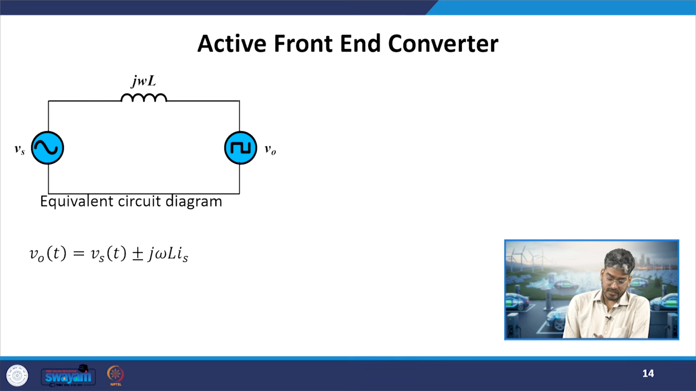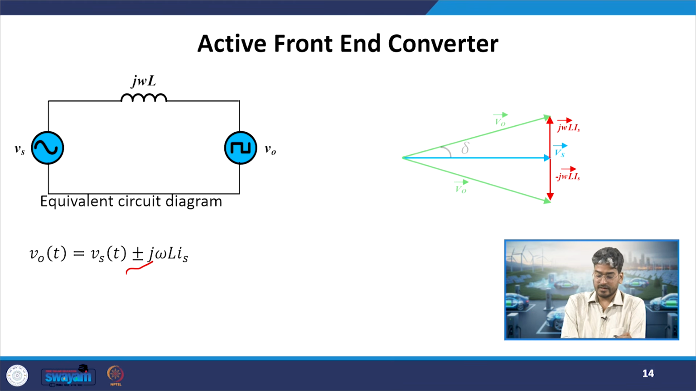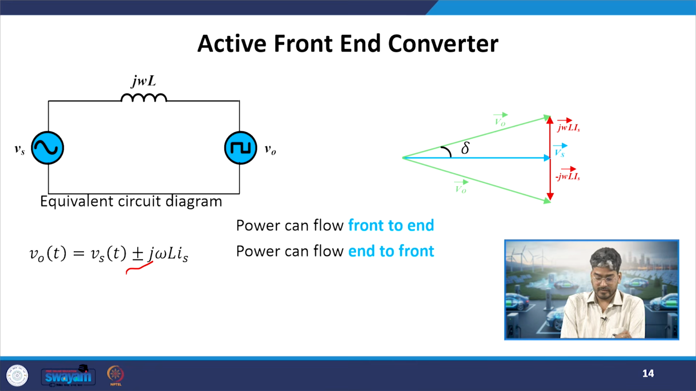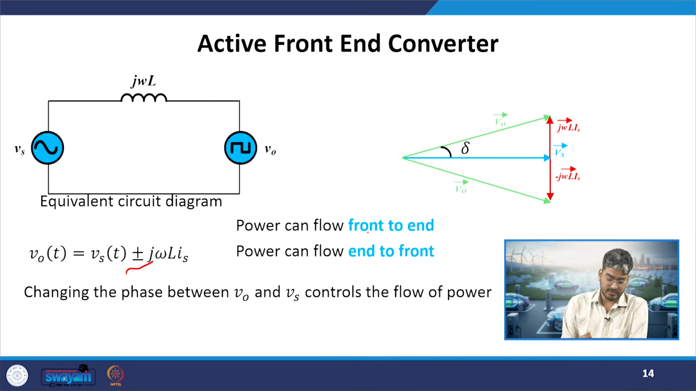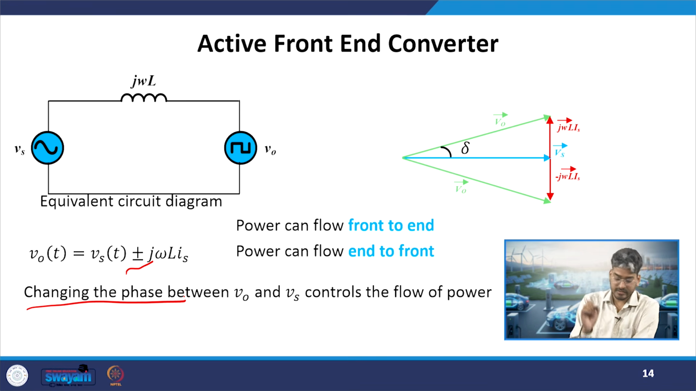So now if I combine this, I can make the power flow in both directions. That's why we call this an active front end converter: power can flow from the front to the end, or from the end to the front, that is, from the electric vehicle to the grid, or from the grid to the electric vehicle. This can be done just by changing the phase difference between V0 and Vs.